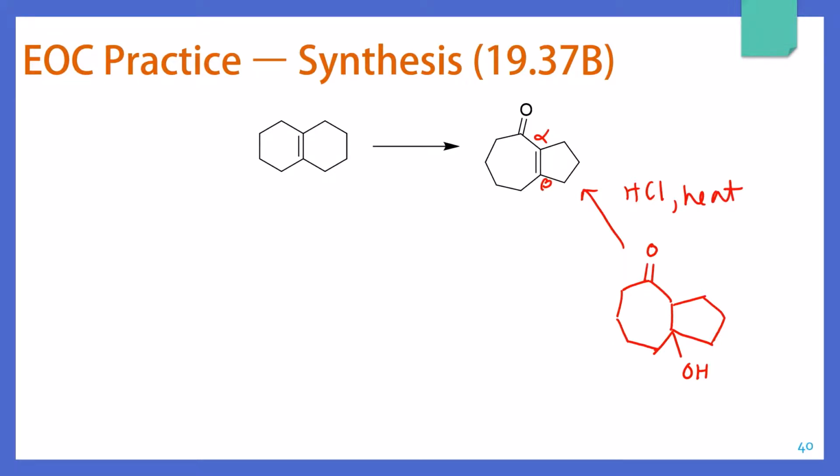So then from here, do a little retro aldol analysis and recognize that this bond was the one that was formed. So if we can imagine breaking that, we would be looking at a large monocyclic compound that would have 1, 2, 3, 4, 5, 6, 7, 8, 9, 10 members. So let's try to draw that out.